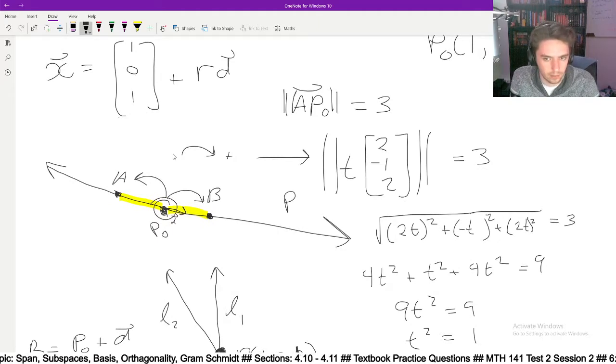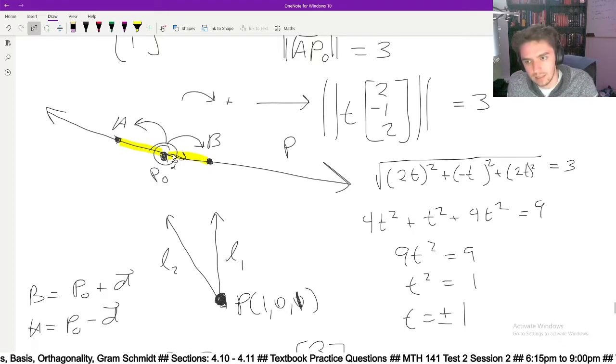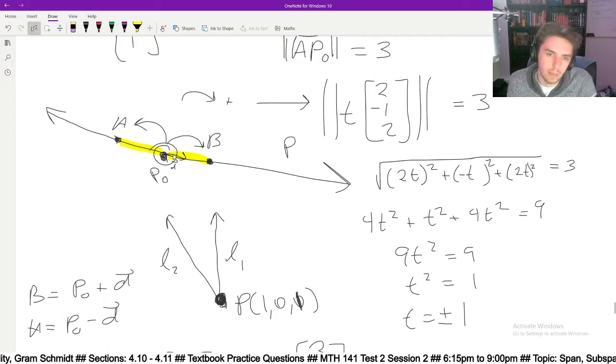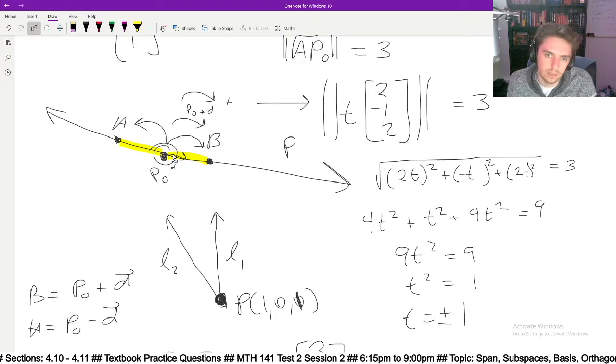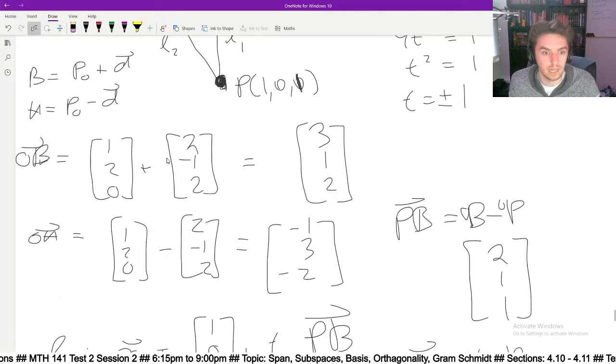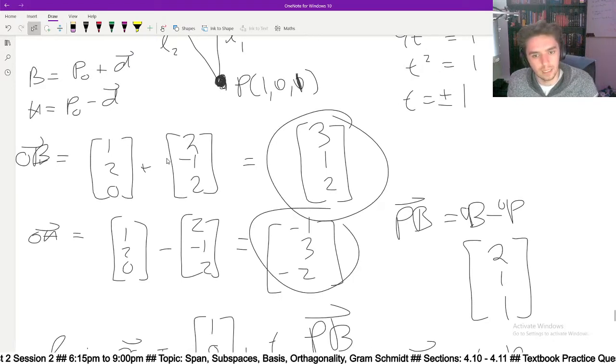So I did it here. The magnitude equals 3, solve for t: plus or minus 1. So what that means is that this way is P naught plus 1 times the direction vector, and this way is P naught minus 1 times the direction vector. That's this point, and that's this point. So I can find exactly those points now. I did it right here, right? So B is that, and P is that, and A is that.